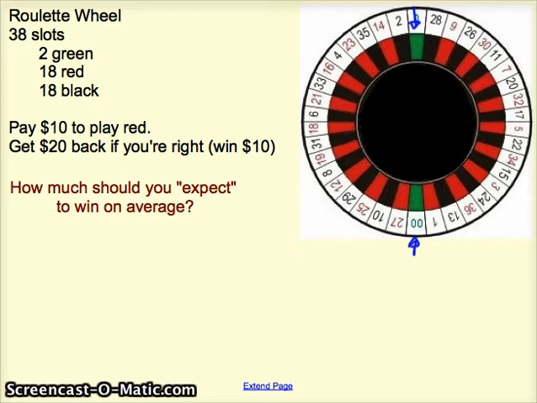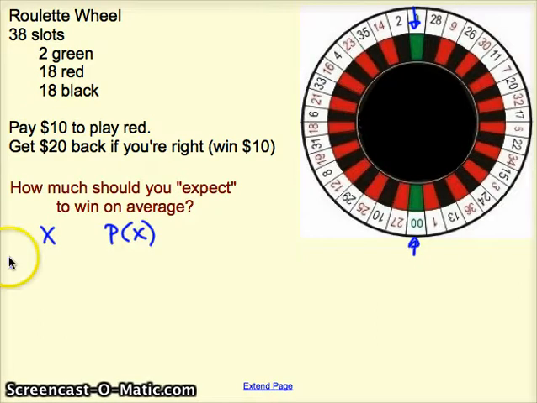Let's say we're going to bet $10 on red. I might ask, what would you expect to win or lose? Negative winning would be losing on average here. And the idea, again, is to take every outcome and its probability. Well, it costs $10 to play, and if you win, you get $20 back, which means you win $10. So you bet $10 to win $10 net.